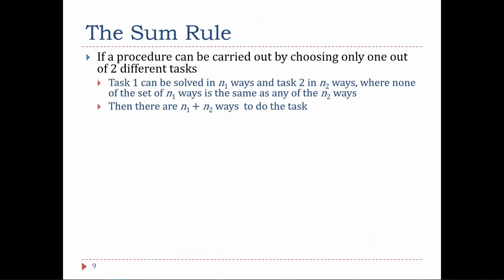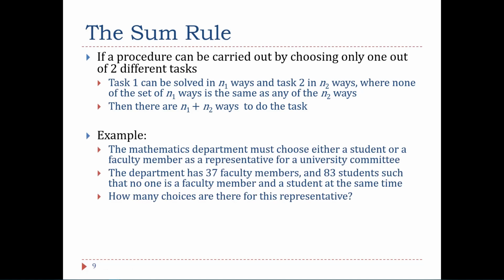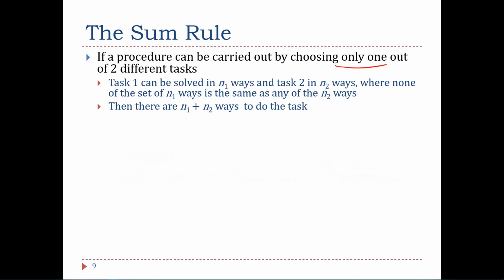What about the sum rule? So if a certain procedure can be carried out by choosing only one out of two different tasks, then if task one can be solved in n1 different ways, and task two can be solved in n2 different ways, where none of them are similar, okay? None of them are similar. Then there are exactly n1 plus n2 different ways to do the original task.